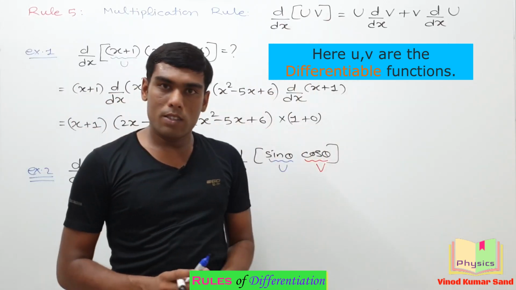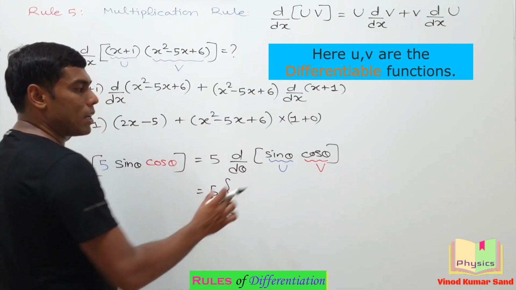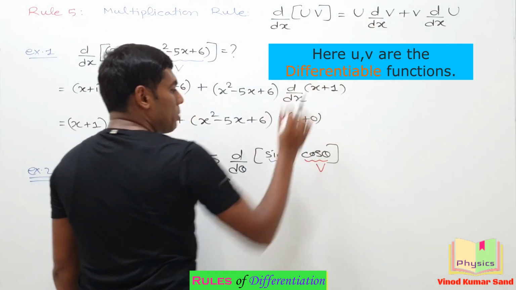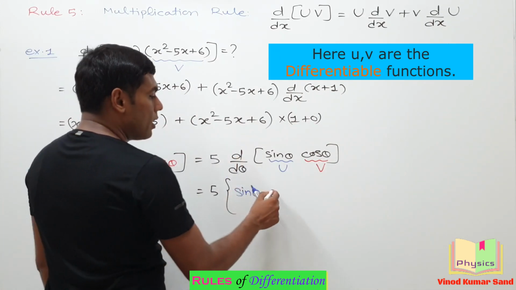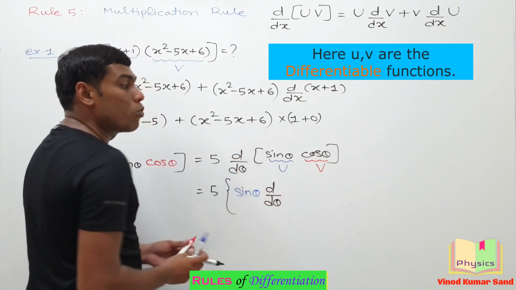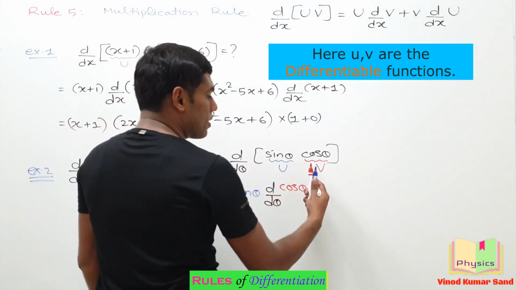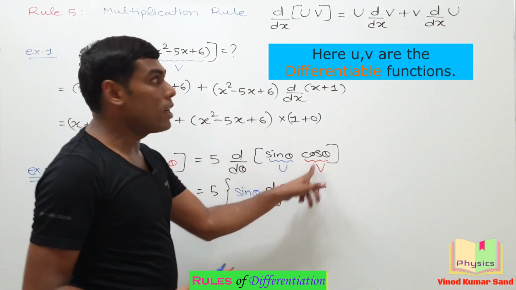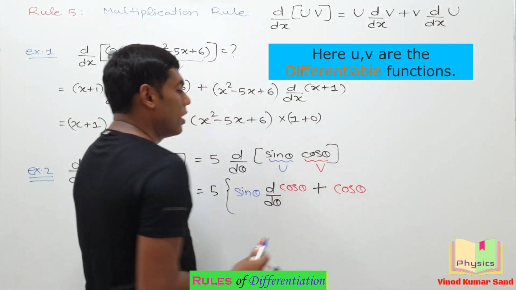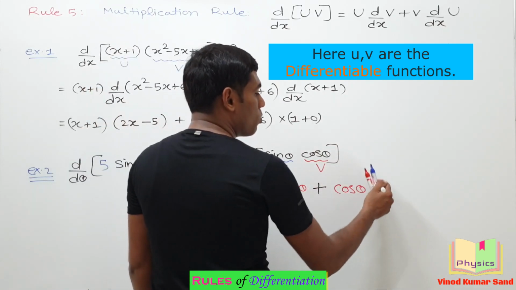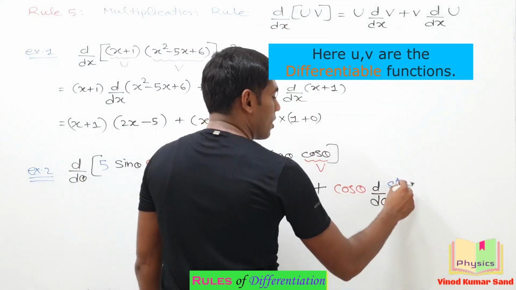Now it's pretty simple. 5 will remain outside and I am simplifying the remaining terms. U will be kept outside, it means the sine theta will be kept outside. Then d by d theta of v, and v here is cos theta, plus now you will keep the v outside, so you have to keep here the cos theta and you have to differentiate the u. So d by d theta and the u there is sine theta.